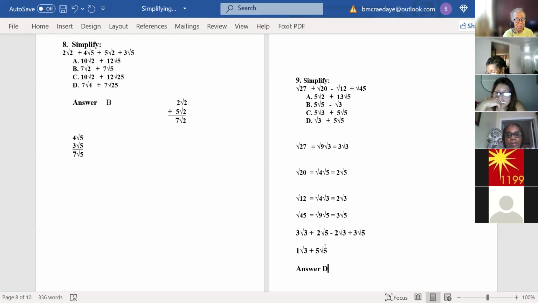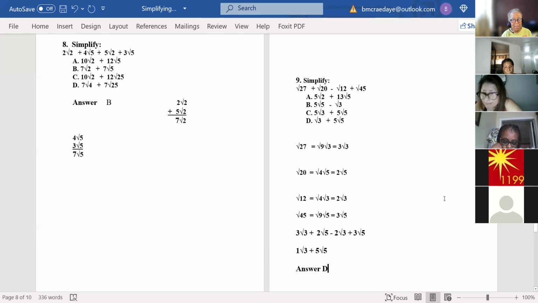Okay. So that was one you had to do in steps. You had to simplify each radicand here, and then you had to combine them. This result plus this one minus these two. Okay.